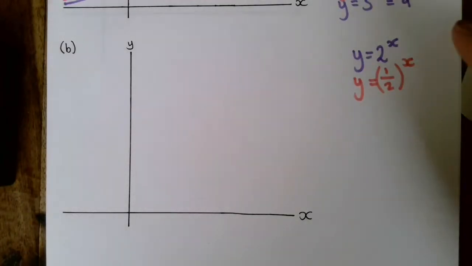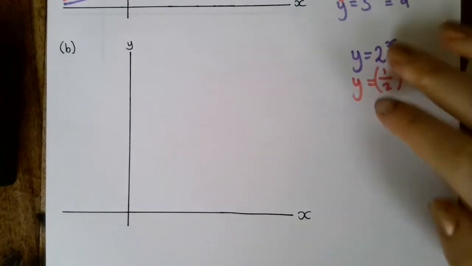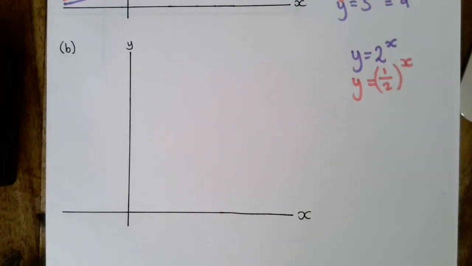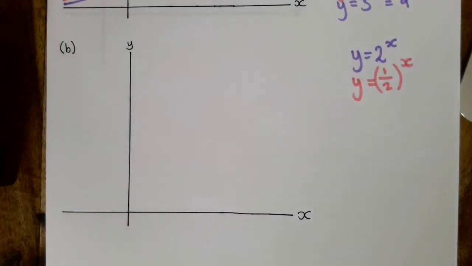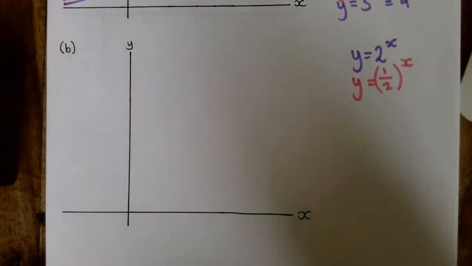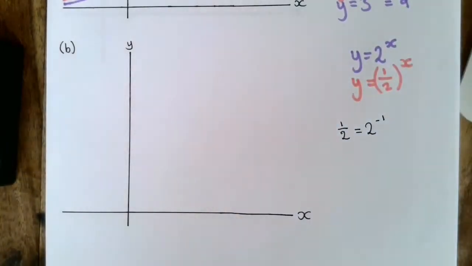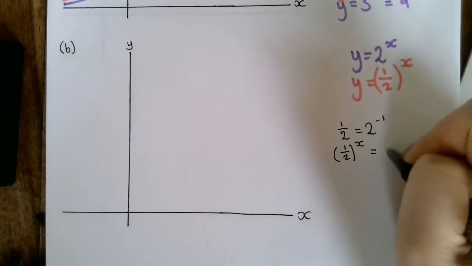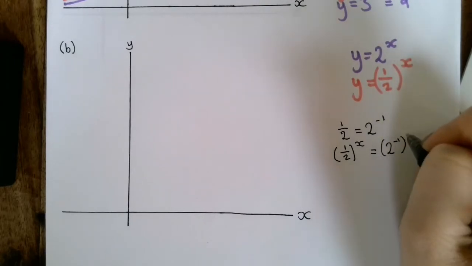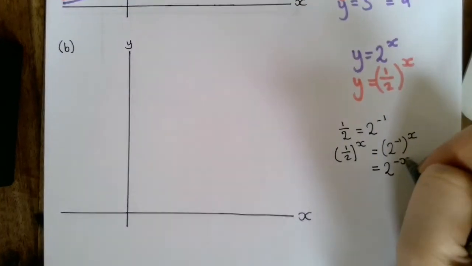We're now going to draw y equals 2 to the power of x and y equals a half to the power of x. If we look at the relationship between these two curves, y equals 2 to the power of x is actually a reflection in the y-axis of y equals a half to the power of x. This is because a half is equal to 2 to the power of minus 1. So a half to the power of x is equal to 2 to the power of minus 1, to the power of x. Using your laws of indices, that's 2 to the power of minus x.